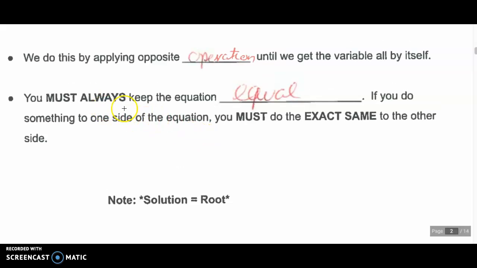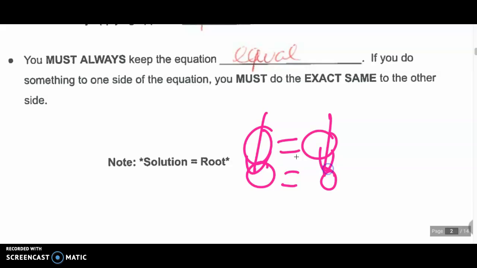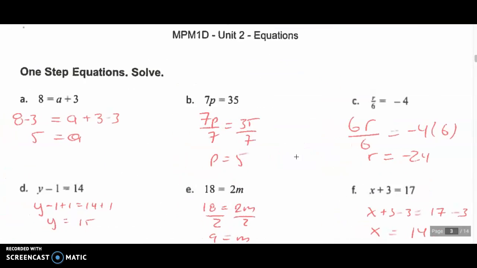And then here you must always keep the equation equal. So the equal sign is a big deal, right? So when we go through this, we try to line our work up with the equal sign in the same spot. And as we move down, this is always going to be the same as this. This is always going to be the same as that. We're going to use that power to get us through.